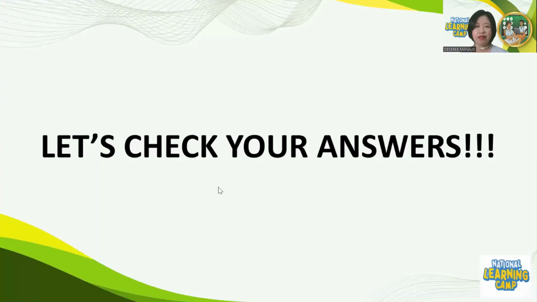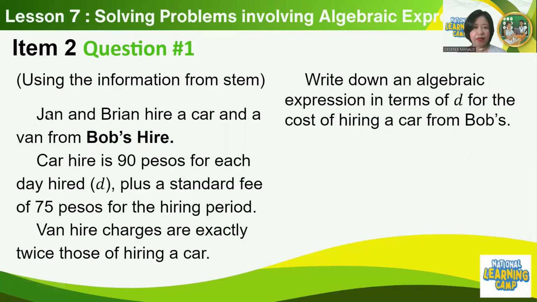Let's check your answer. Okay, so using the information from STEM, write down an algebraic expression in terms of D for the cost of hiring a car from Bob's. It is said here, car hire is 90 pesos for each day hired, plus a standard fee of 75 pesos for the hiring period. So we will have 90D plus 75.